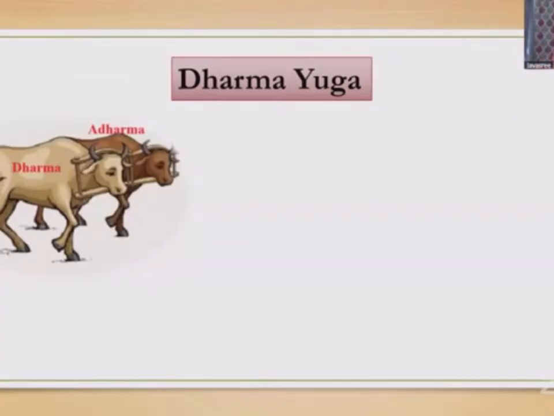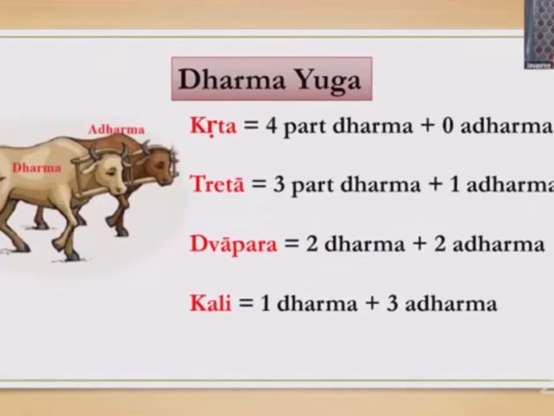See, any Yuga has a path. In this path, we have Dharma and Adharma. The Dharma and Adharma are being yoked by Yuga. And in what way? Always the total part will be 4. That is the apportion. Either 4 parts dharma, 0 adharma in Krita Yuga; 3 parts dharma, 1 adharma in Treta; 2 parts dharma, 2 parts adharma in Dwapara Yuga; and in Kali, 1 part dharma, 3 parts adharma.